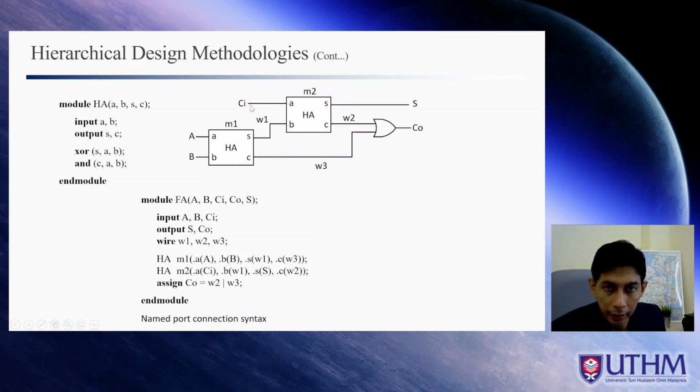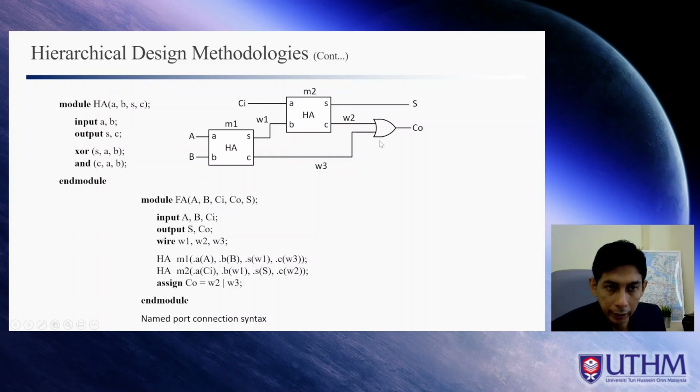So this A is connected to CI. B connected to W1. S connected to this S, a small s connected to the capital S. And C connected to W2. Right? Done. This one.